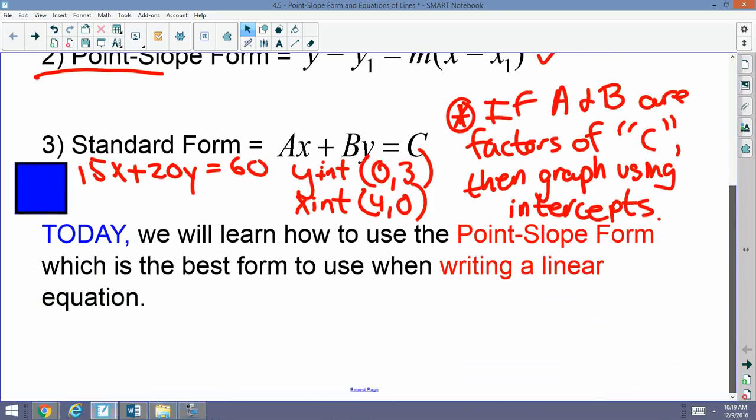And then today we're going to learn about the point-slope form. And by far, it's the best way to write an equation. There is another way to do it, so I don't want you to think, oh, Morrow doesn't know what he's doing. No, I do. I just think that this is going to be the most efficient and best way to do so, okay? So let's get right to it, gentlemen.